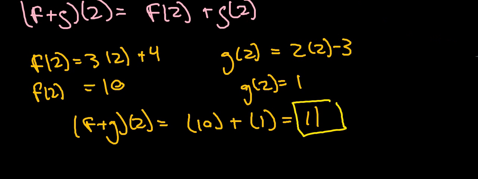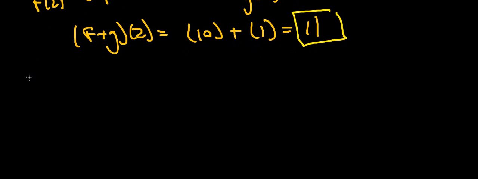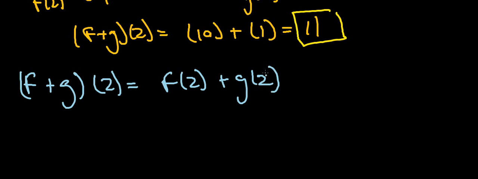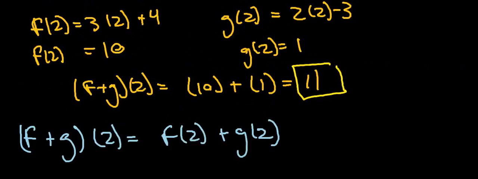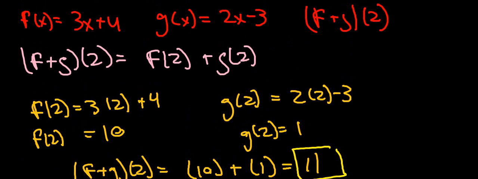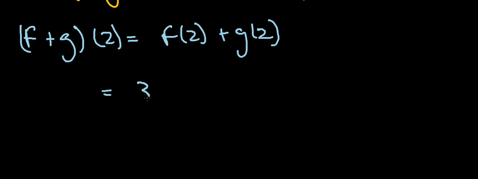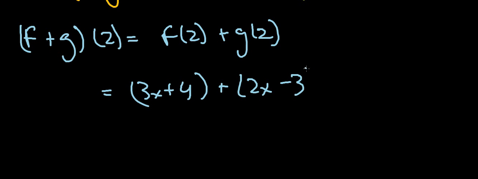Or what we can do is do it the way we've been doing it before. So f plus g of 2 is equal to f of 2 plus g of 2. So what we can do is just add f and g, the functions, together. So we can add, where are our functions again? 3x plus 4 and 2x minus 3. We can add these together, and this is equal to 5x plus 1. And then we can just put in 2 for this answer.